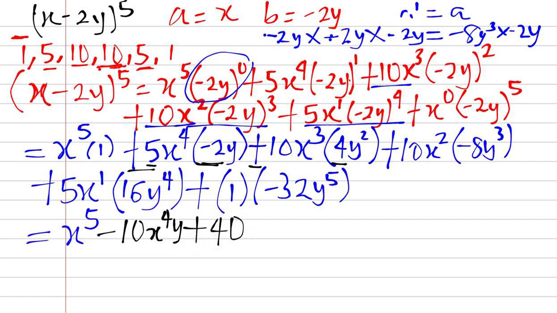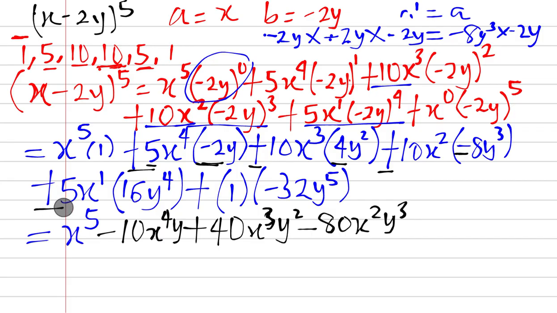Are you seeing that? Plus 40 x raised to power 3 y squared. Let me write my 3 very well here. x raised to power 3 y squared. Now plus times minus again. That gives us minus. Then 10 times 8 gives you 80, then x squared y cube. Are you seeing that now?